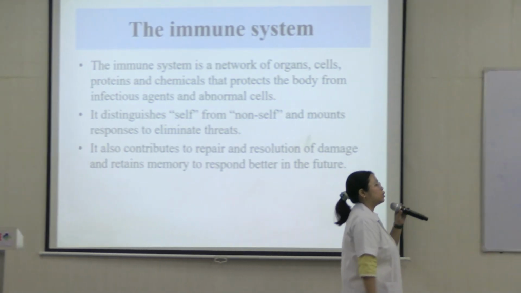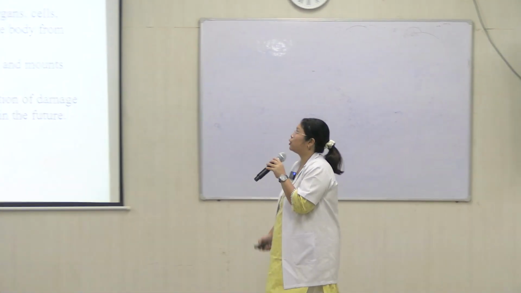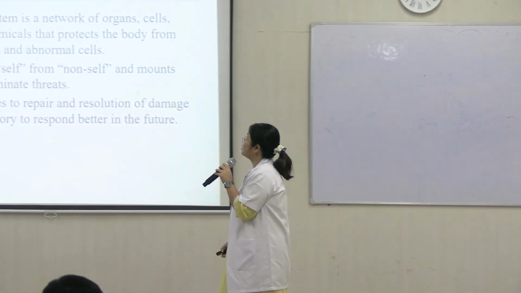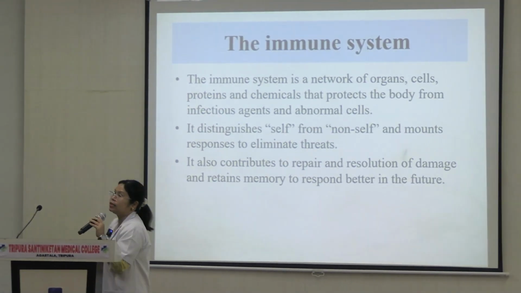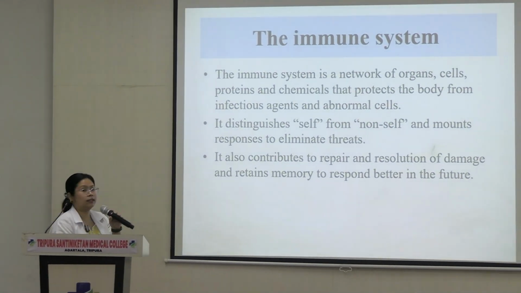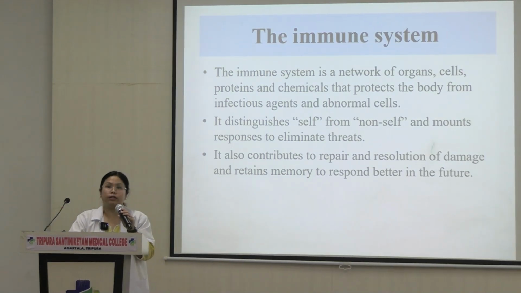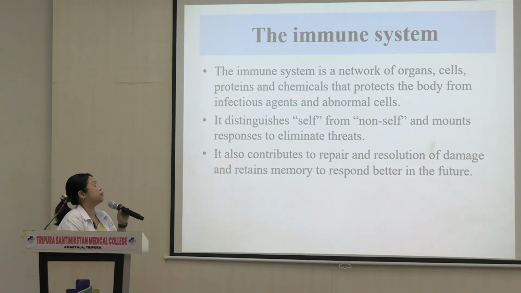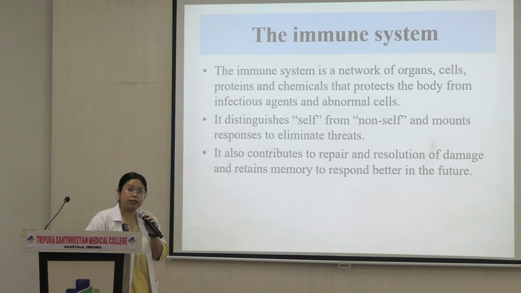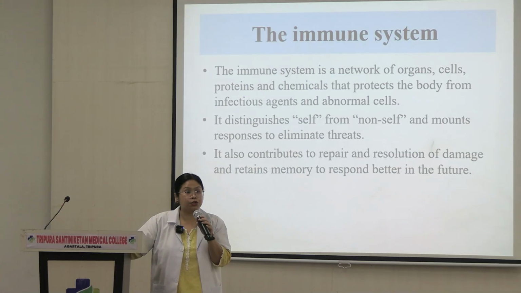So the immune system is a complex of cells, tissues, proteins and chemicals that play a part in protecting the body from infectious agents as well as abnormal cells. So remember this, our immune system, we all know, protects us from germs and parasites and bacteria and all of that, but it also protects us from abnormal cells. What are the abnormal cells in the body? Tumor cells. You know tumor cells, right?